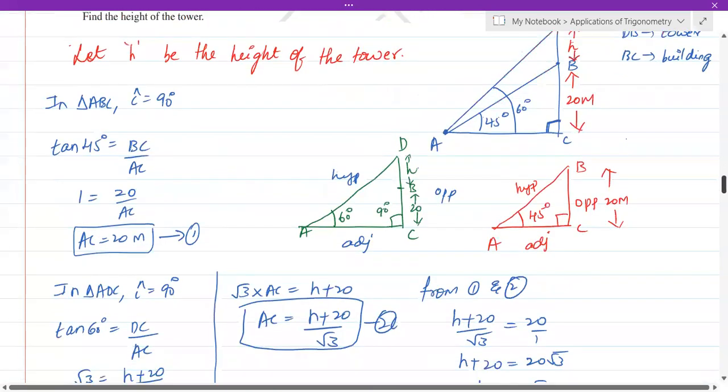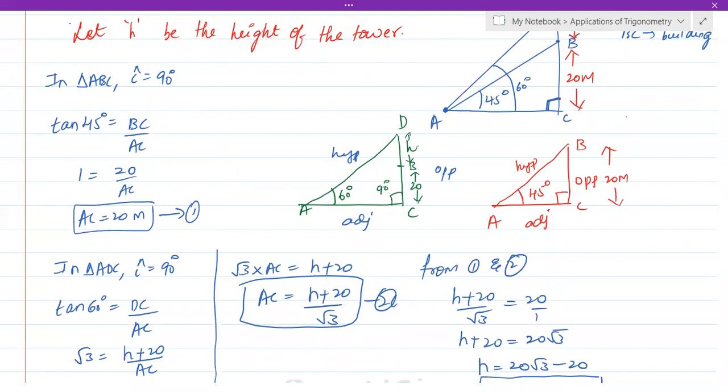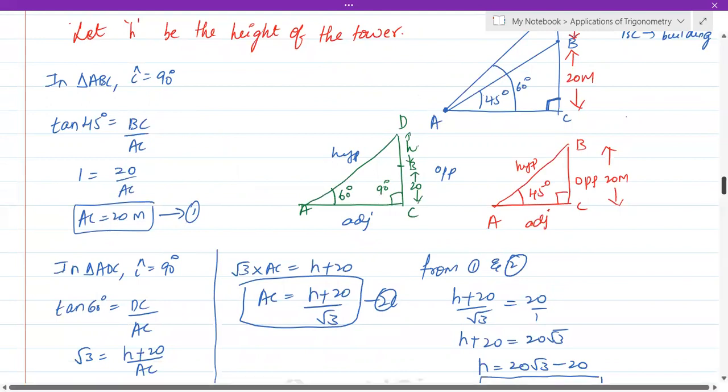I hope this is very clear. Simple. We always have to check for the right angle triangle. Here we have got two right angle triangles, and in both the triangles, there is a common side. So we're going to find that common side, which is the common side AC. In the first triangle, we found AC. Even in the second triangle, we found AC. Then on equating it, we got our required value.